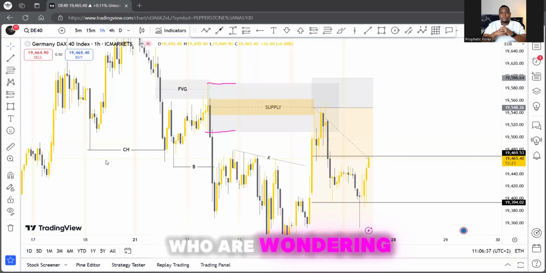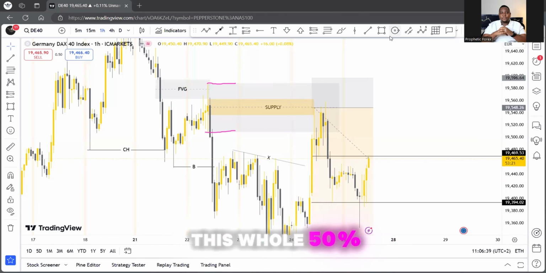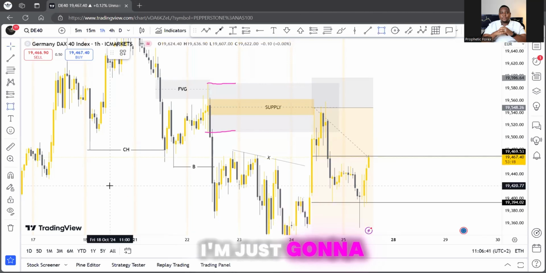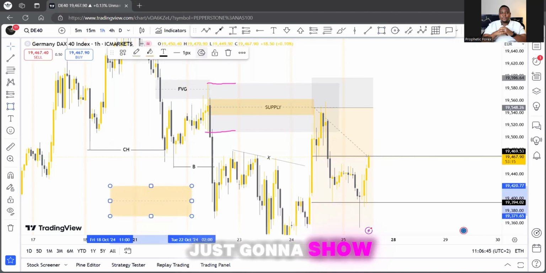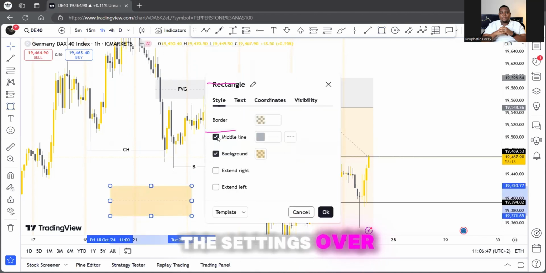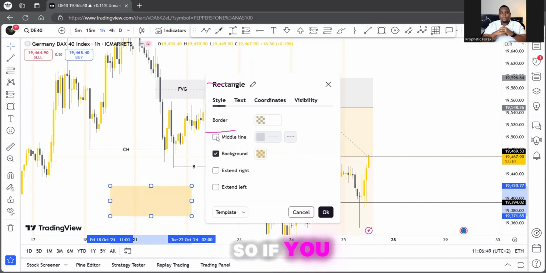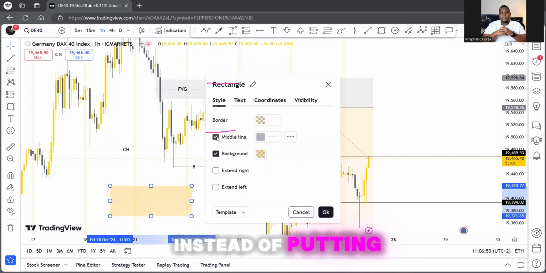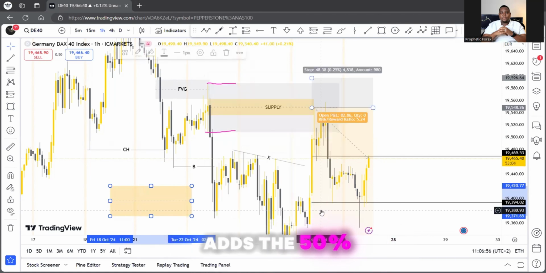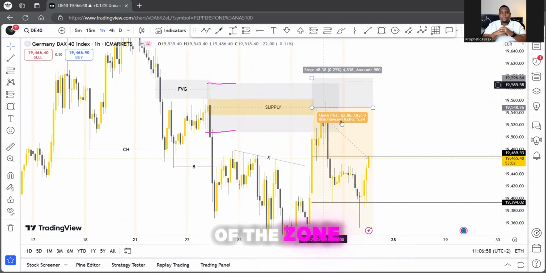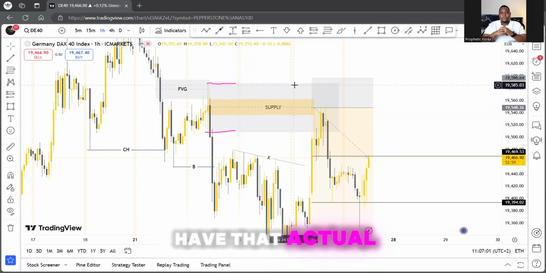Now, for those who are wondering how we do this whole 50% zone, I'm just going to show you how we do that. You go to the settings over here and you say middle line. If you press, it disappears. If you edit, it just adds it over there instead of putting other tools. So it just adds the 50% that you need of the zone. So as you can see, we have that actual zone.